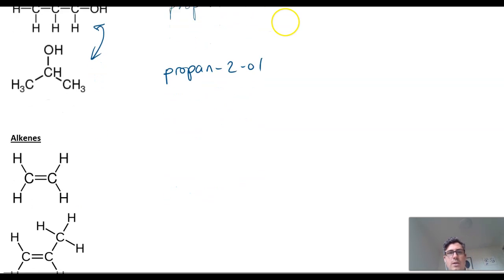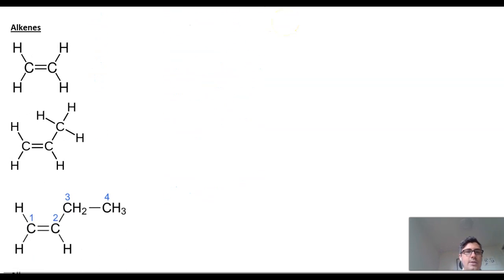Next one we're going to look at is alkenes. So alkenes have a double bond. Now we're going to do a whole separate topic on alkenes, but this is just how we name them. So the double bond means that they're unsaturated hydrocarbons, and it means we can add stuff to them really easily. That's why they call them unsaturated.